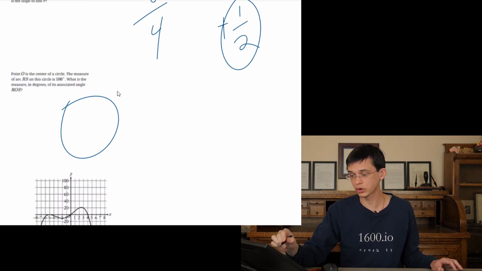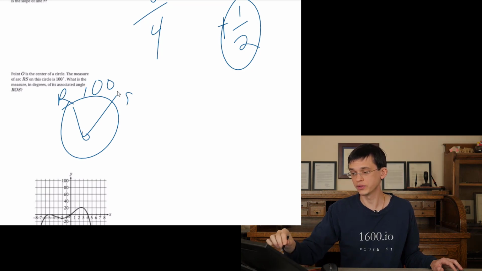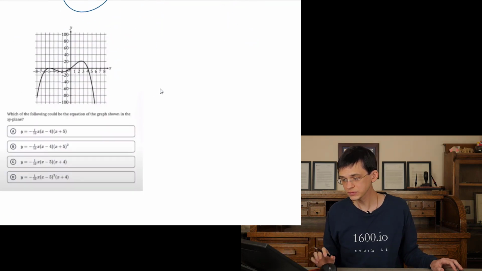Point O is the center of a circle. Measure of arc RS is 100. So this is RS, this is the center. So if the arc measurement's 100 degrees, the central angle is also going to be 100 degrees. So the answer is 100.